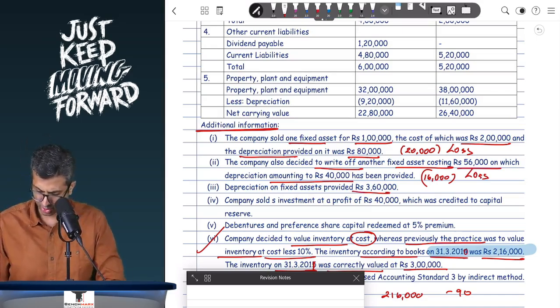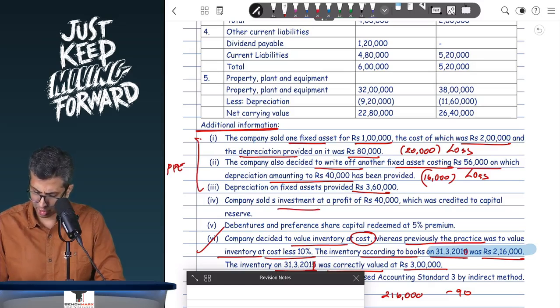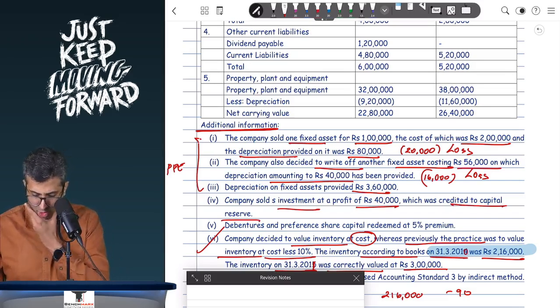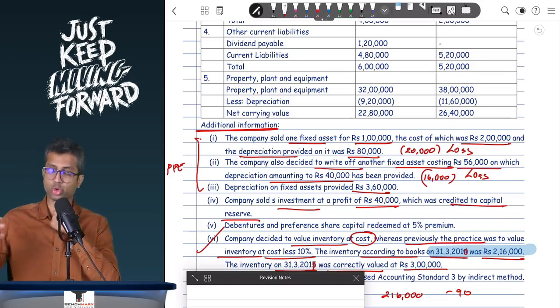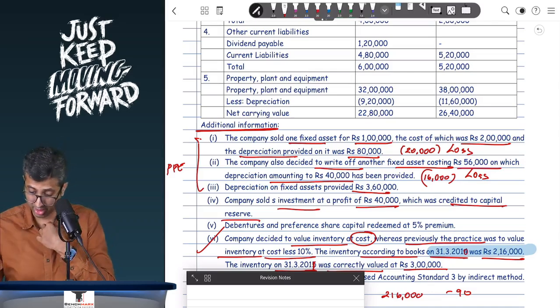Depreciation on fixed assets was 3,60,000. So all of these are adjustments against PP. Company sold investments at a profit of 40, which was credited to capital reserve. Okay. So profit of 40 goes to the capital reserve. It did not go to the P&L. So we don't have to remove it.